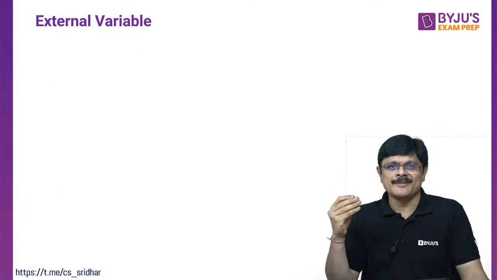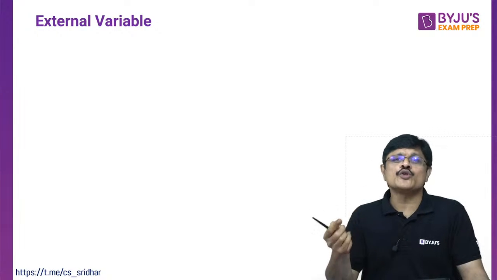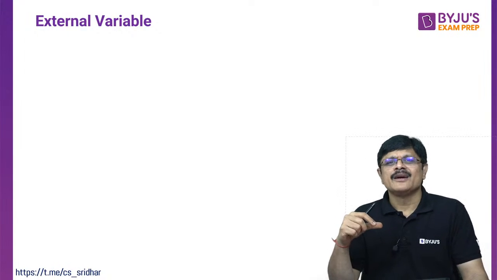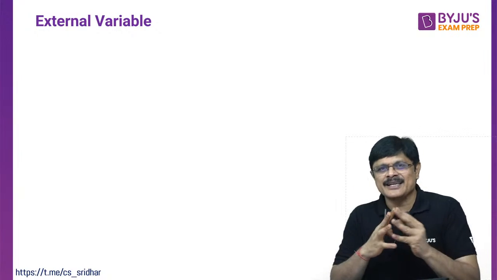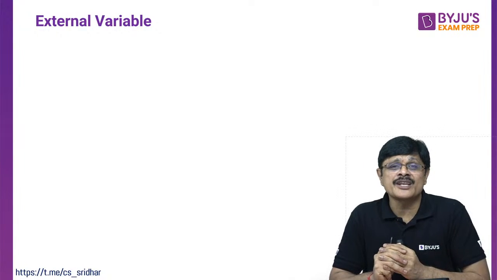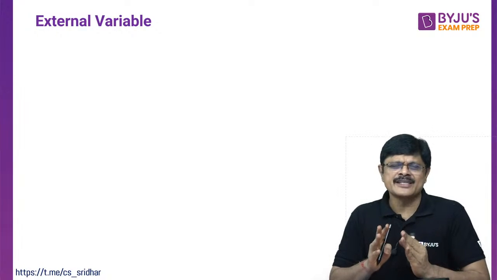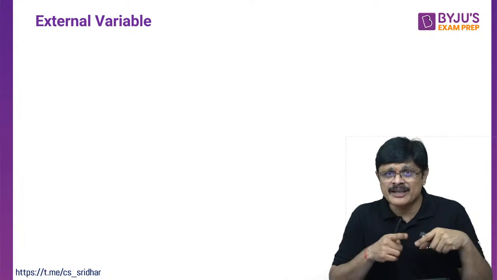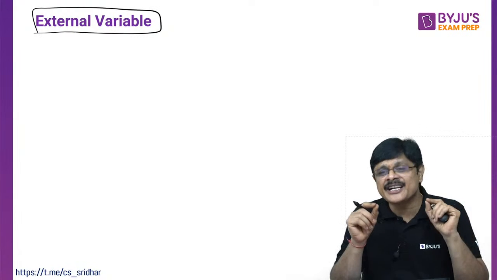Now comes external variables. By default, any global variable is an external variable, my dear friends. If you want to use it within a function, by default you don't have to mention the extern keyword. Generally people ask the difference between declaration and definition of a variable. In C language, by default, declaration and definition of a variable are the same, except for extern. Only for an external variable is there a difference between its declaration and its definition.